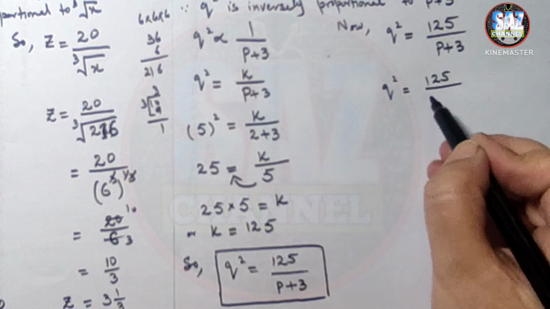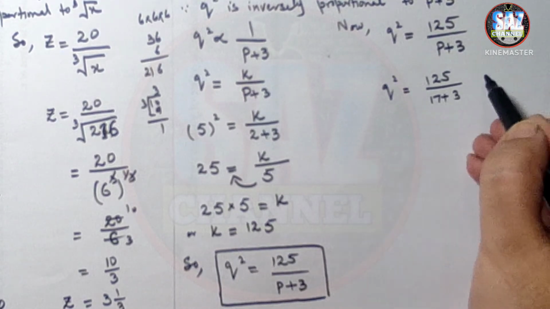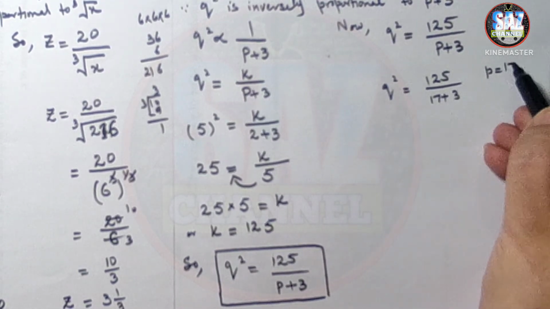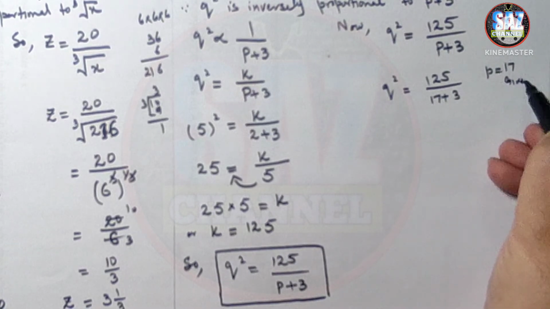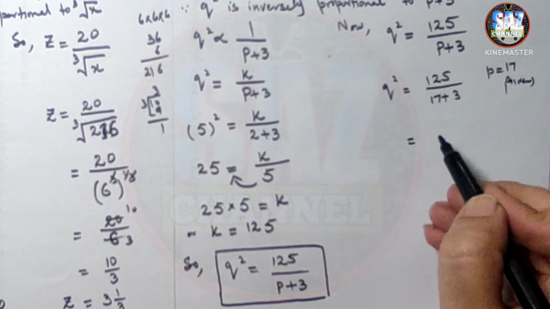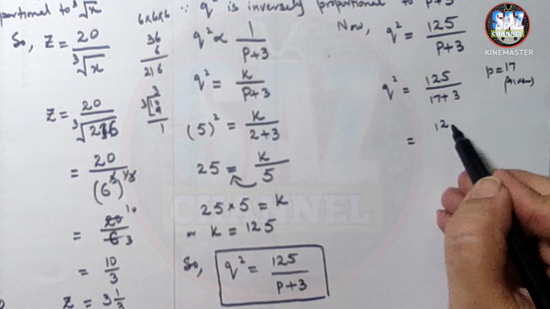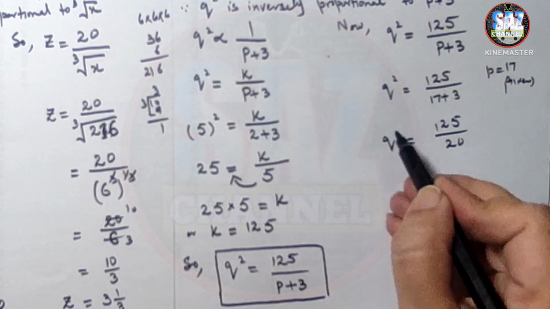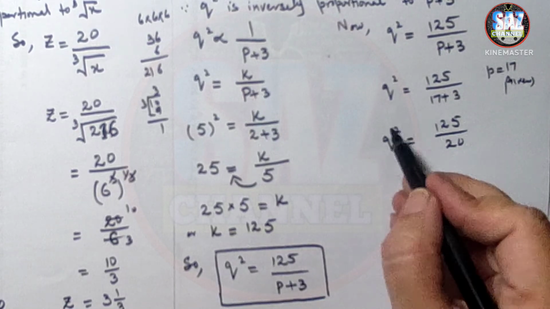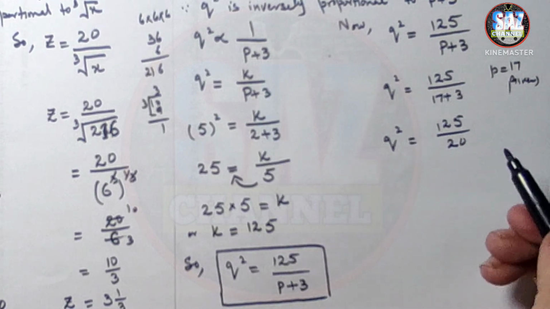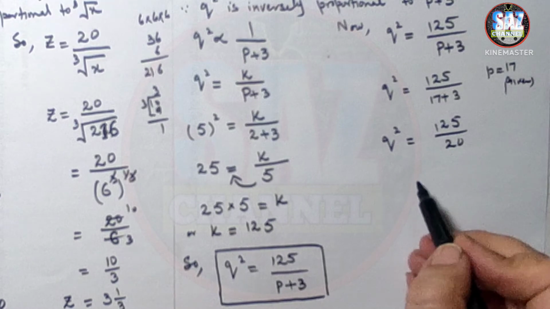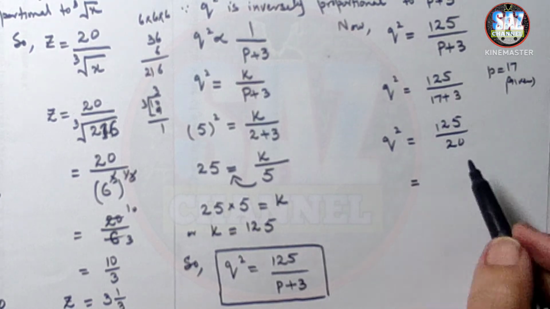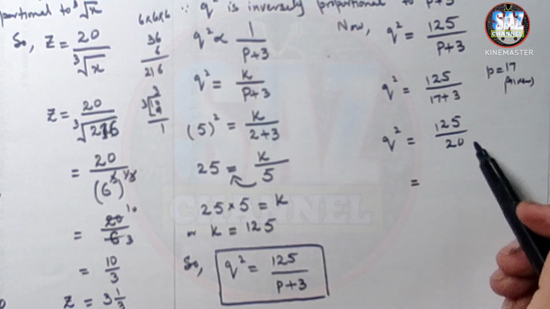17 plus 3. p is equal to 17. This is given in the question. 17 plus 3, 125 by 20. And we have to find the value of q, and q is having part 2 as well. So we have to try to perform the calculation without a calculator.